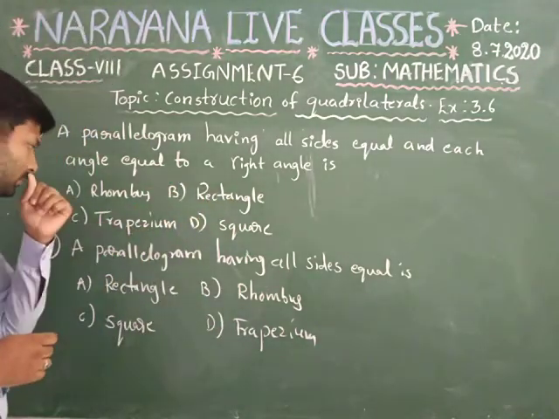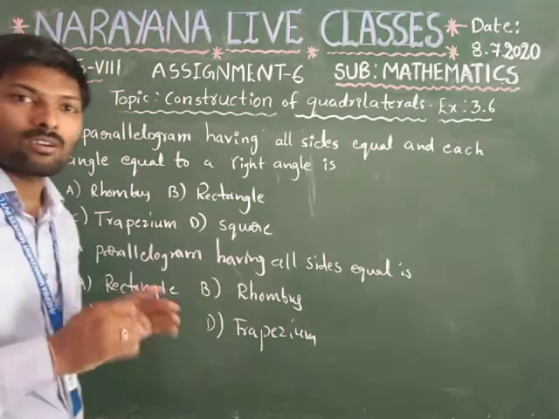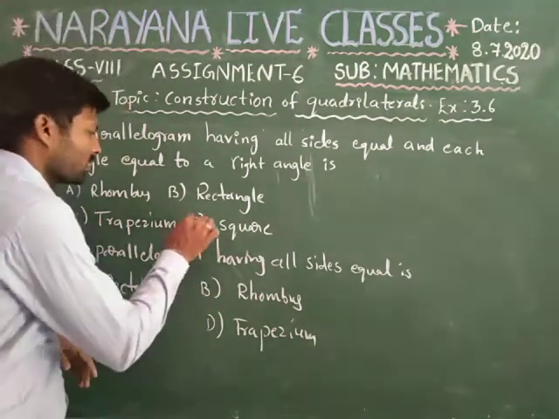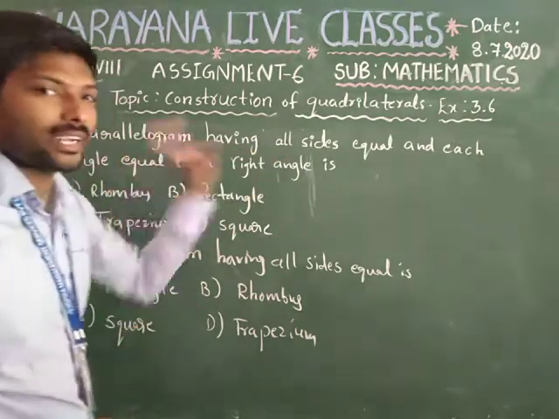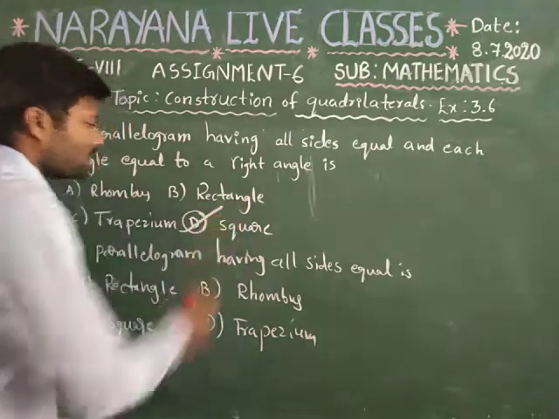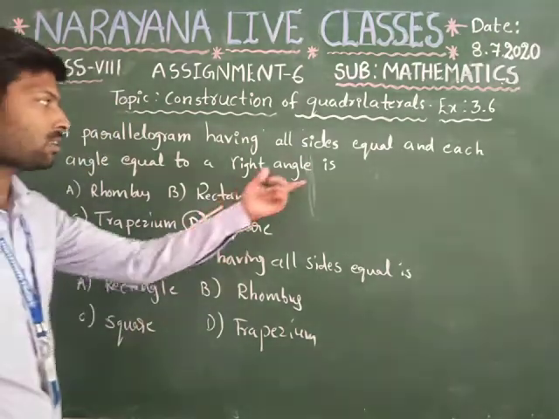Go for the trapezium. What about the trapezium? All sides are not equal. Okay. So if you take this square, all sides are equal as well as each angle is equal to right angle. So I can go with option D. Option D, square, is the right option.